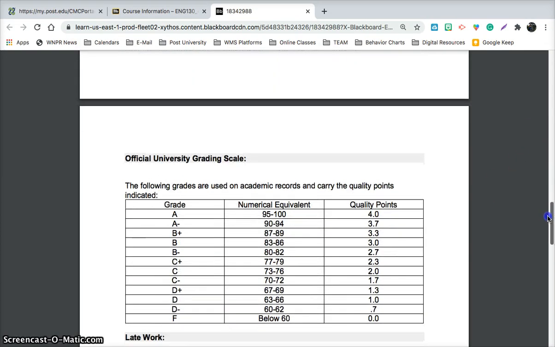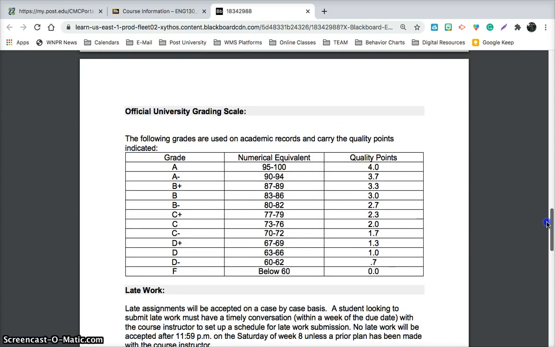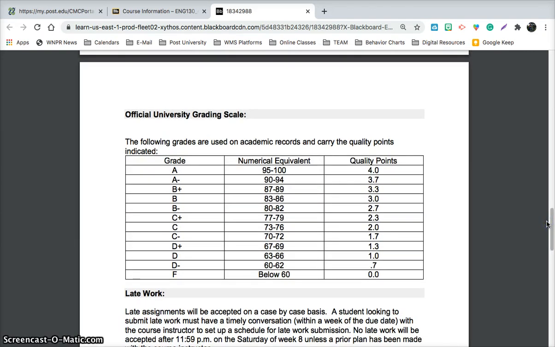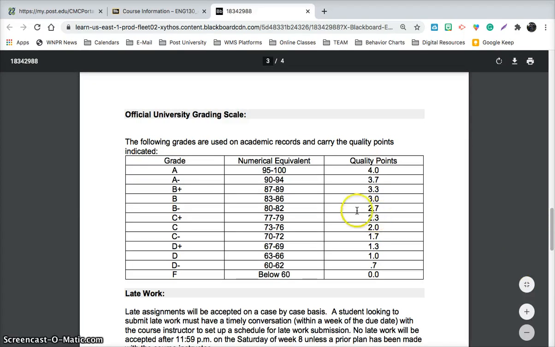If we scroll down, we have the official university grading scale. So when you do get your grades for the course, if for example, you have anything between a 95 to 100, you will know that equates to an A. If anything is between, let's say it's an 85, this means you received a B. If it was a 61 that you got, it means that you received a D minus.